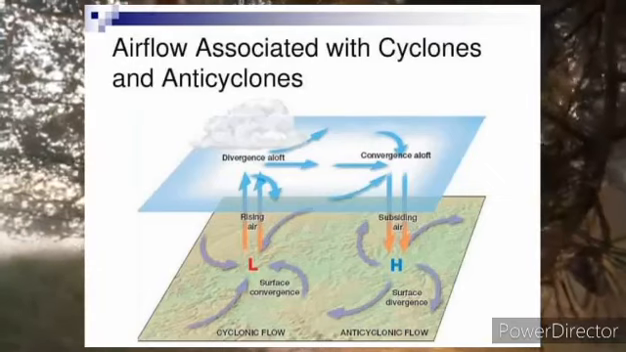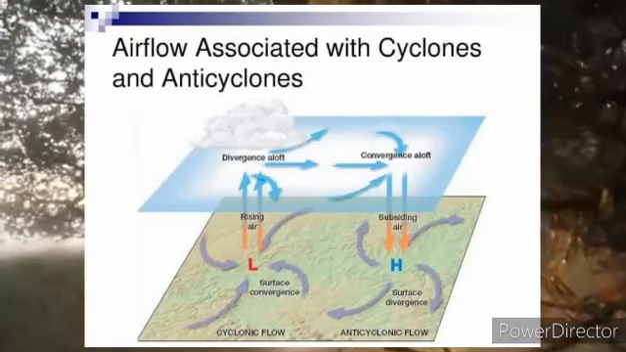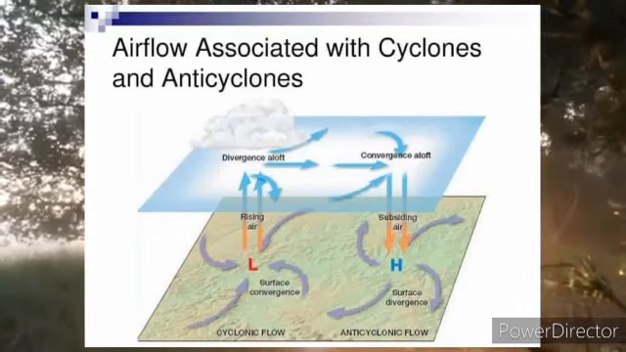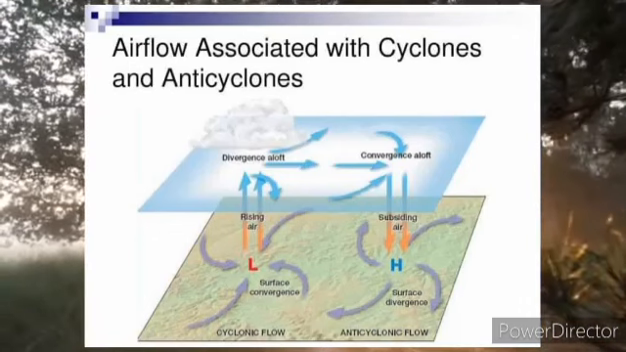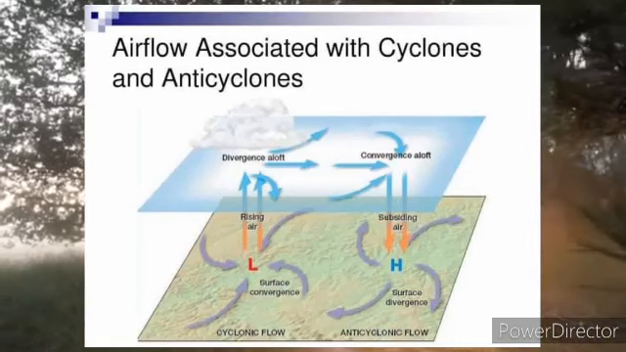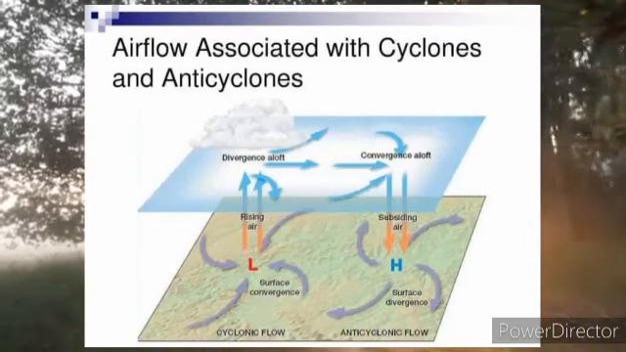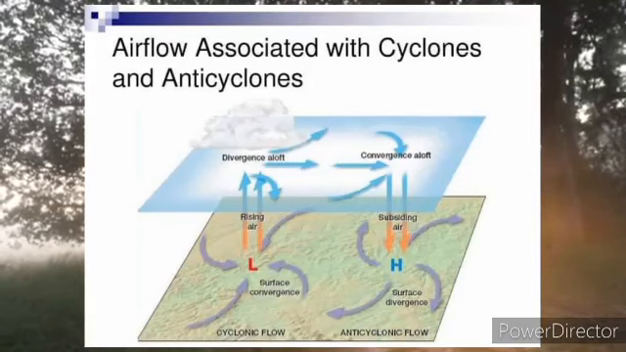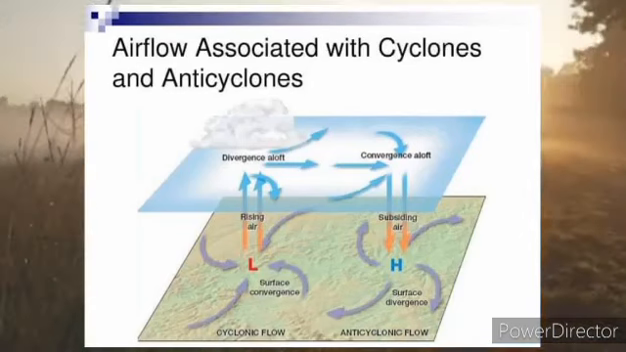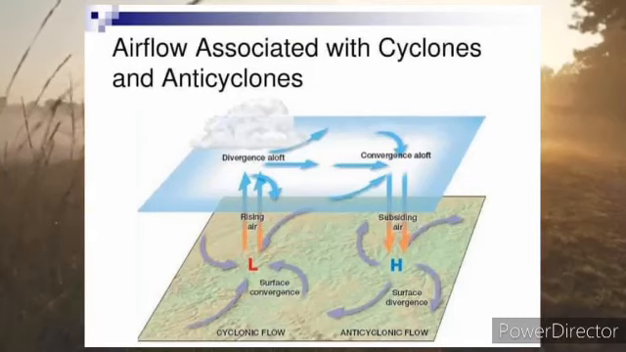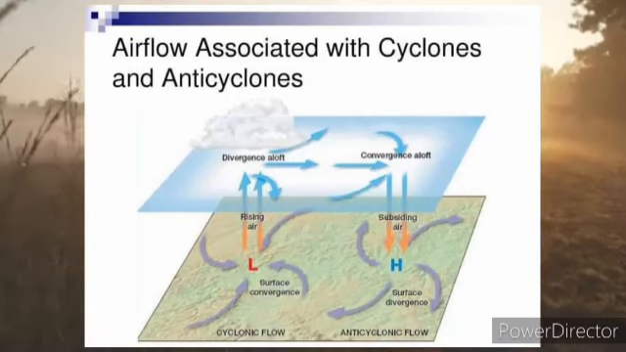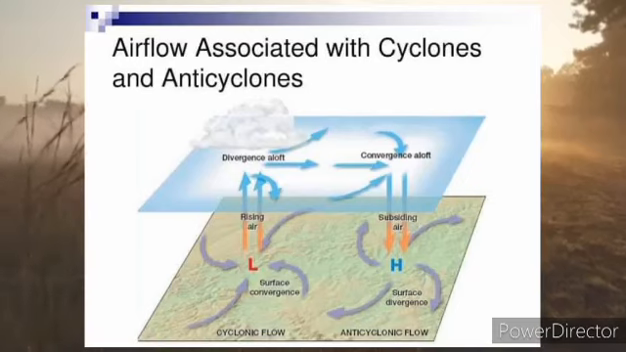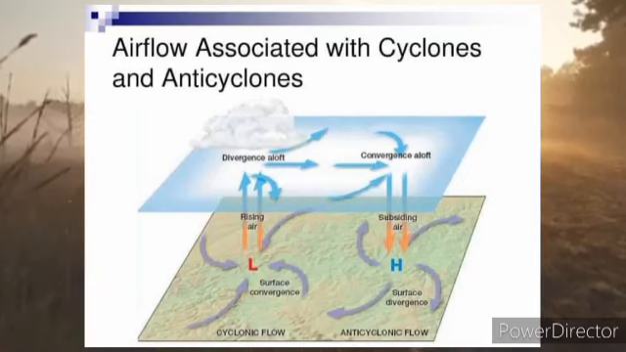Here we'll have a convergence zone aloft. That's when the jet stream winds are coming together. So as you push the air together, it has nowhere else to go. It can't go up, so it has to go down. And so what happens is we have sinking air, and the air sinks clockwise. It subsides, as we call it.